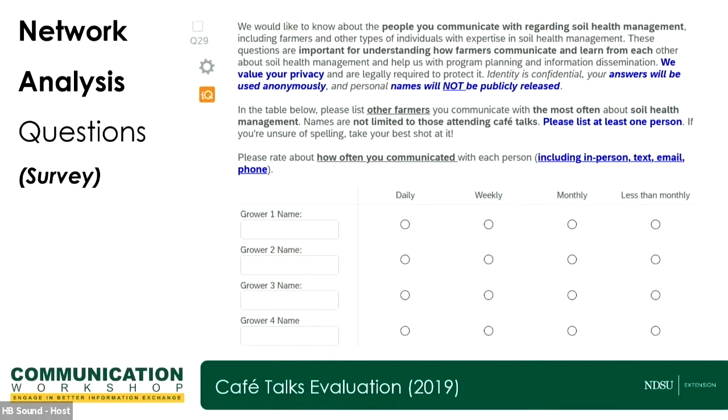We value your privacy. Your answers will be used anonymously. People care about this. You're asking them to name names. And we need to tell them names will not be publicly released. And they need to trust you and know that that's true.